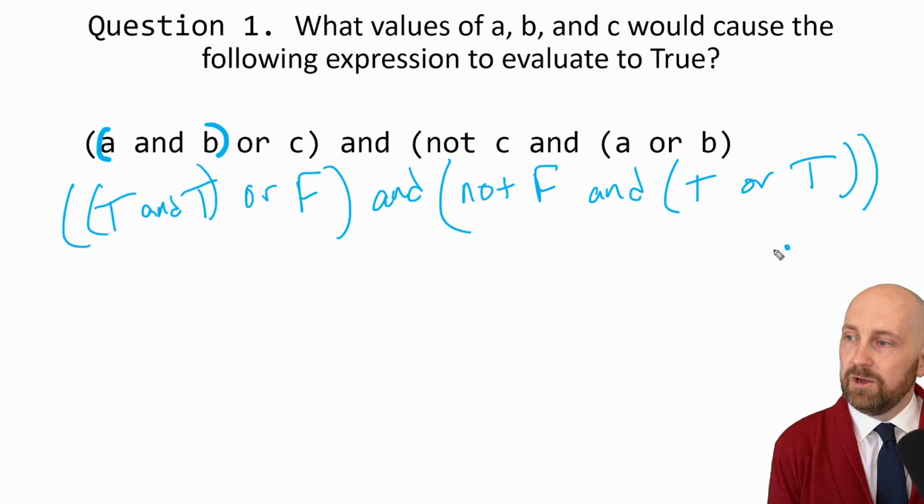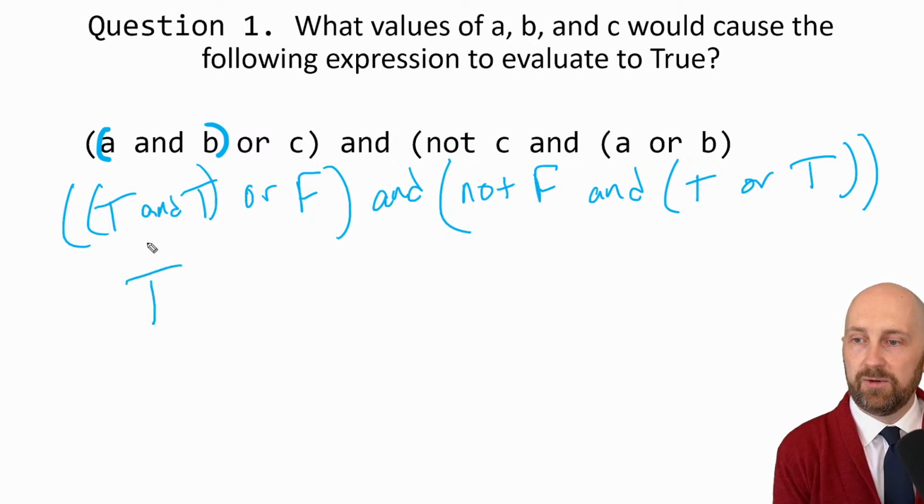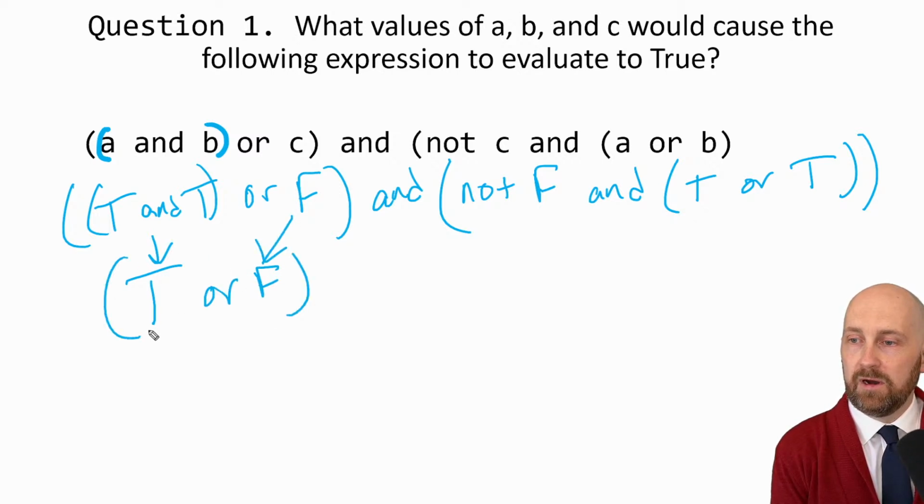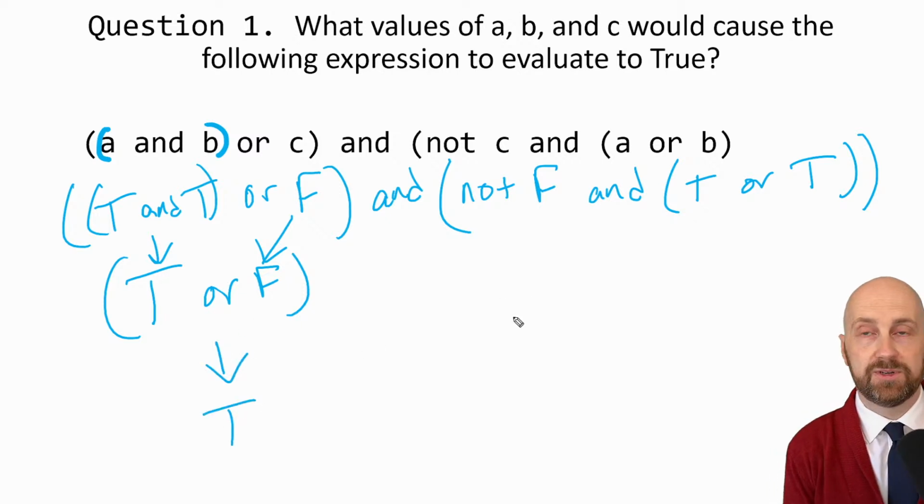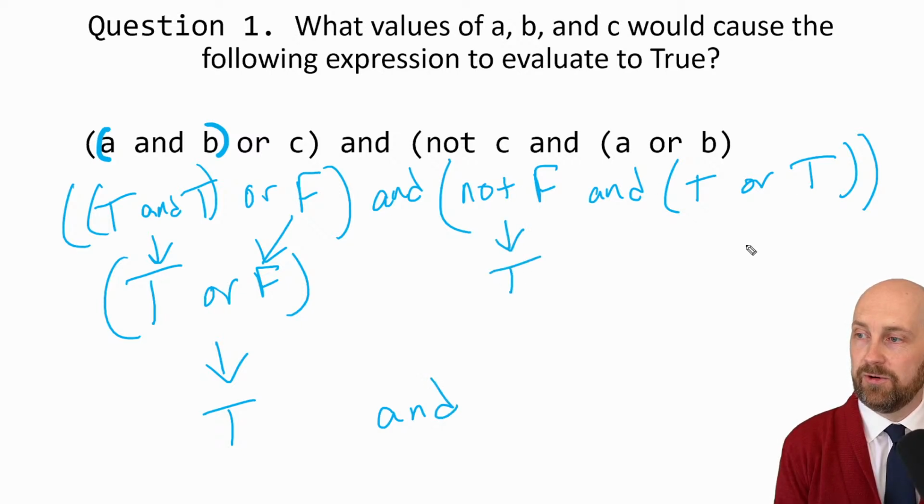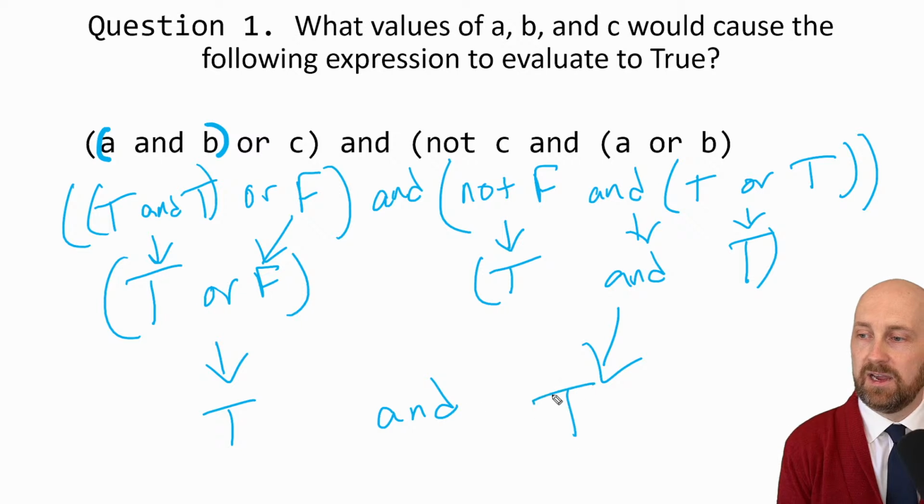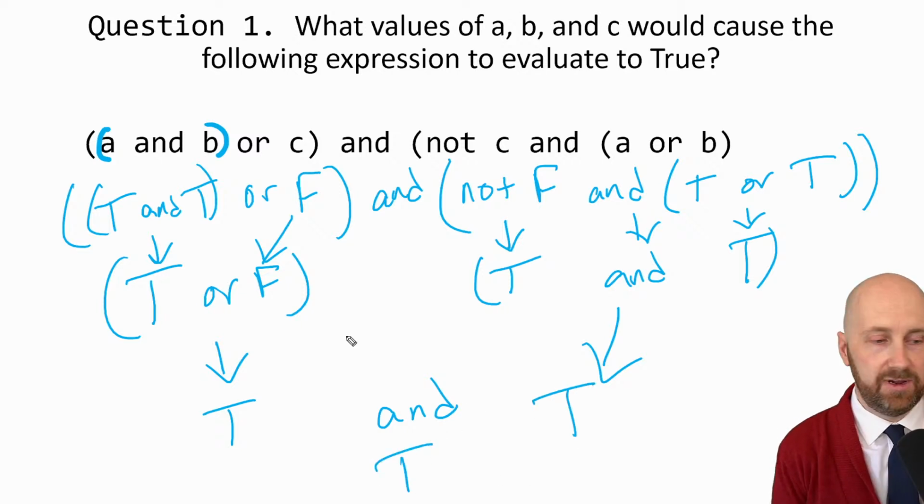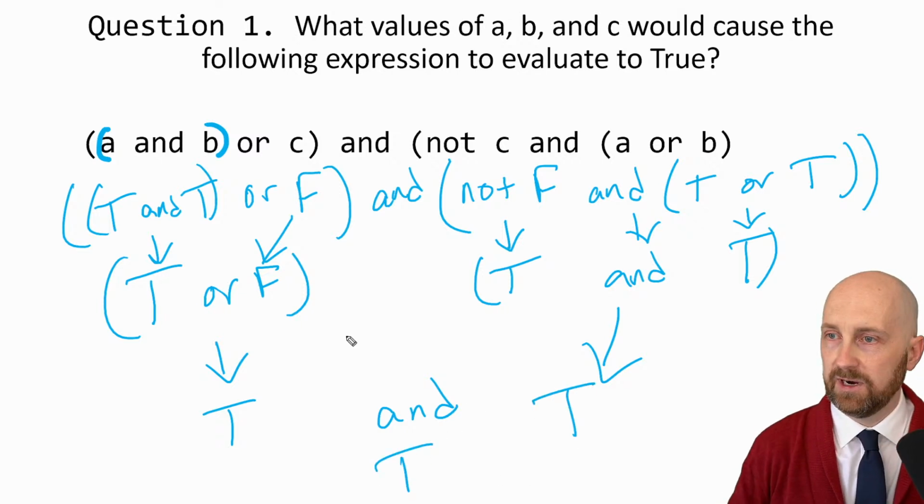All right, so let's start from the innermost parentheses. True and true is true, and so that would be true, or false. That's ultimately going to be true, because if either side of an or is true, then it's going to result in true. So true, and then on this side, not F is going to be true, and then true or true is going to be true, right? So T and T is true, and then when you get true and true, you also get true. Great work there on that question.